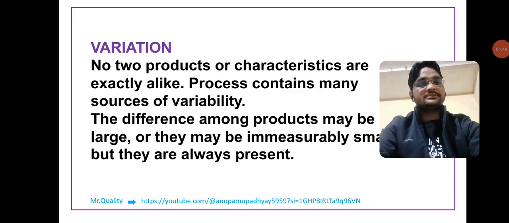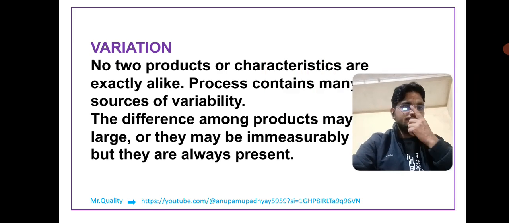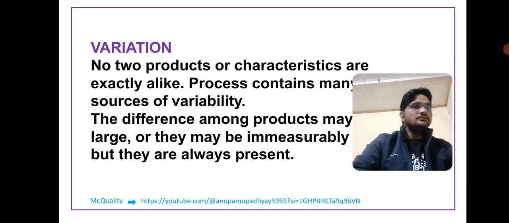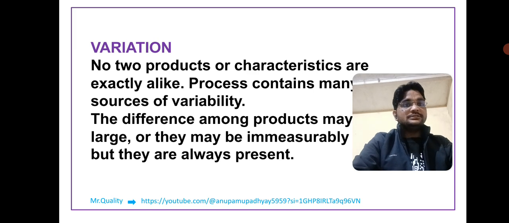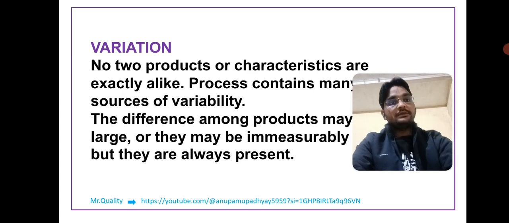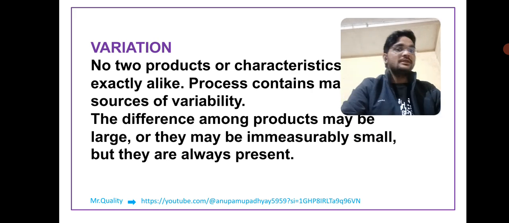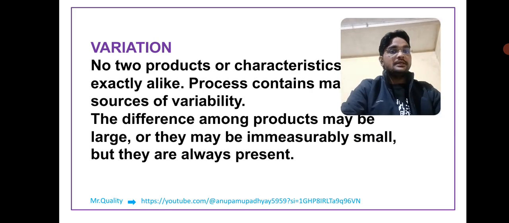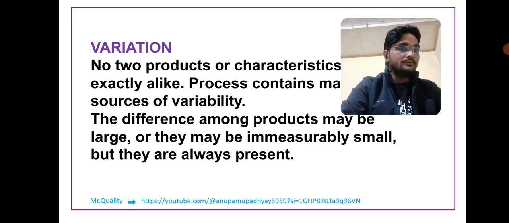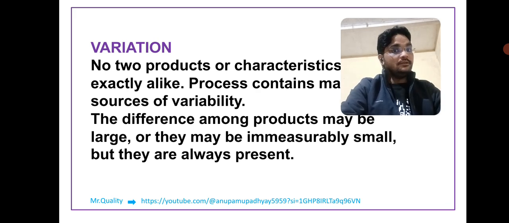What is variation? No two parts, meaning no two products, are exactly alike in their characteristics. A process contains many sources of variability. The difference among products may be large or immeasurably small, but it is always present. Variation is always present in a process and in a product.